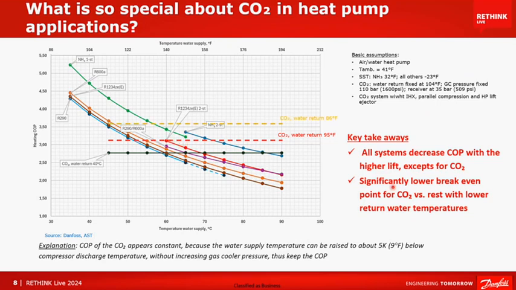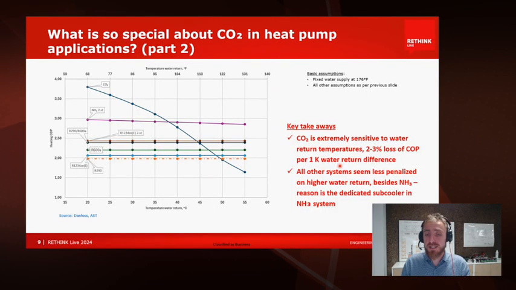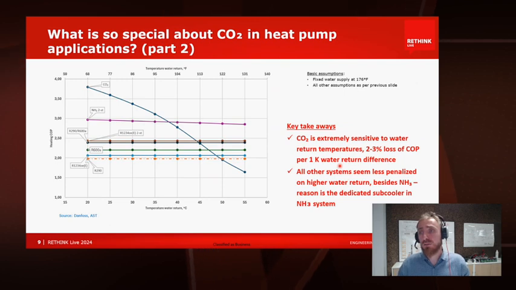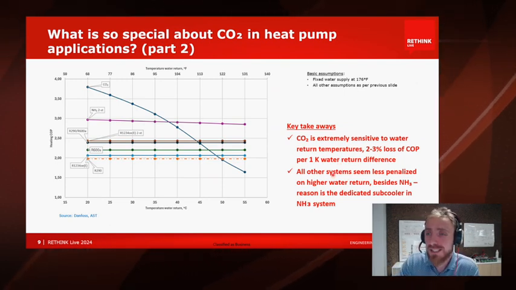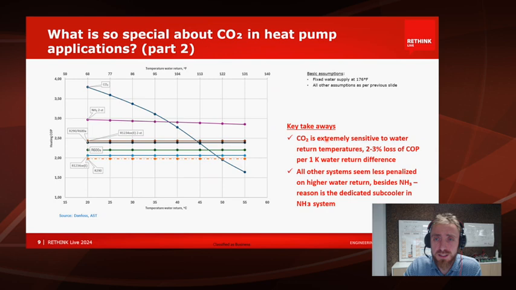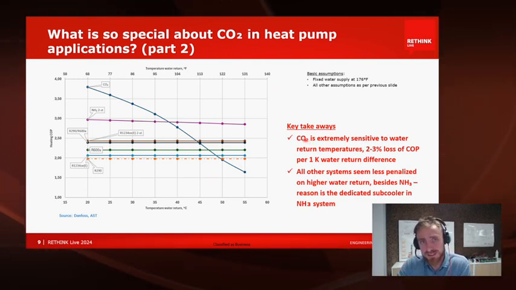If the return water was at a further lower level of temperature, then CO2 becomes an extremely attractive refrigerant, which is challenging even the most efficient ones. What happens if we now fix the water supply temperature and vary the water return? So if we fix the water supply at 176 F, we have all other assumptions like the previous slide.